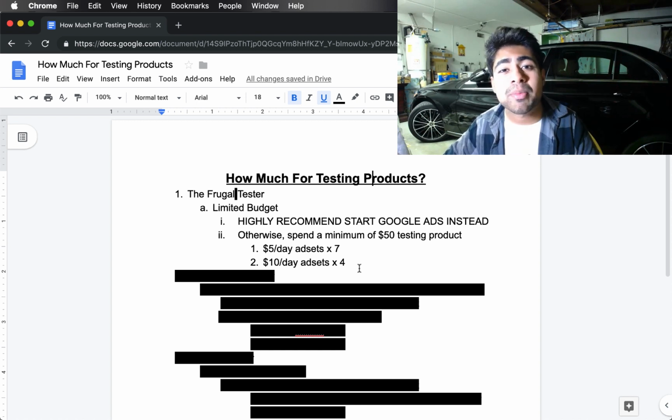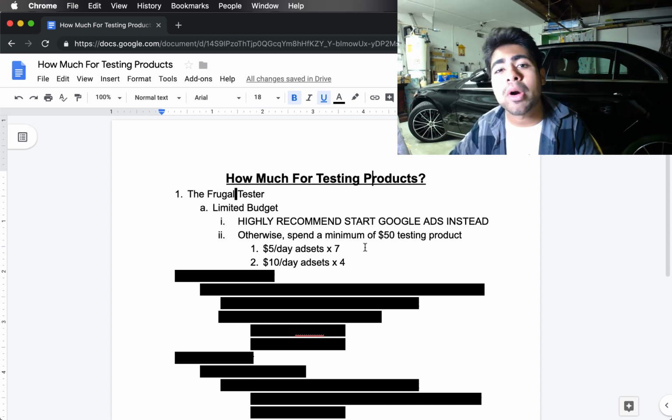But if you're still one of the bolder people who says, nope, I'm not going with Google, I want to go straight into Facebook, that's still good, but you just have to take a little bit more precaution. For those people, I recommend that you spend at least a minimum of $50 testing per product. Now, this is the bare minimum.